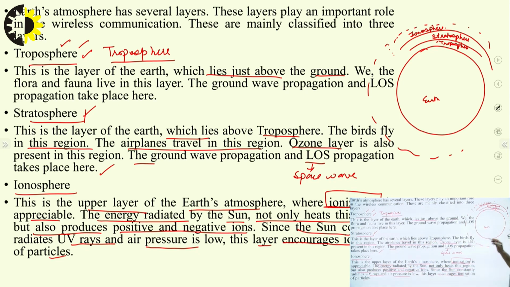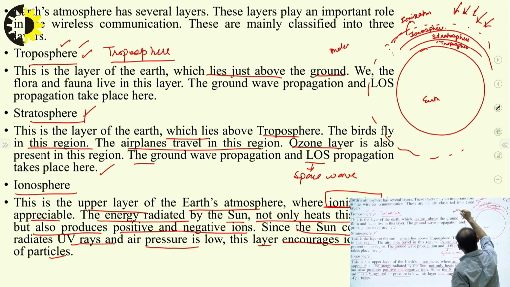That means, let's say this is the Earth, and the heat of the sun will always take place on this layer. So ionization due to the heating effect of the sun will take place here. Means the molecules will convert into atoms, and these atoms break into ions and electrons.